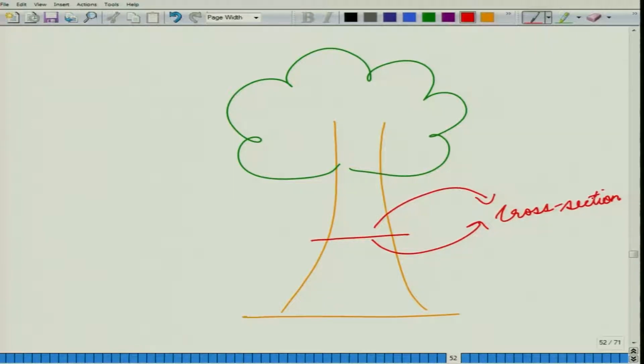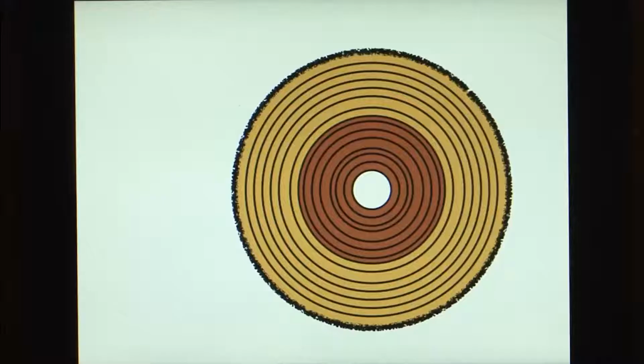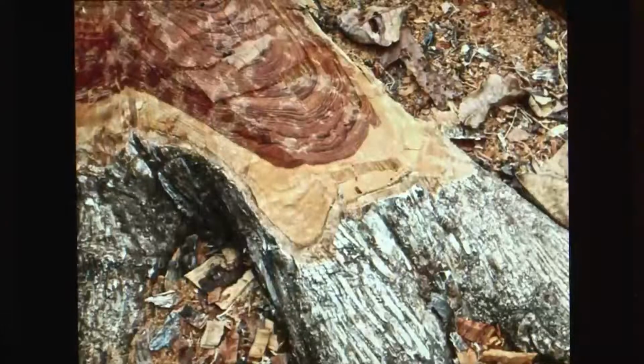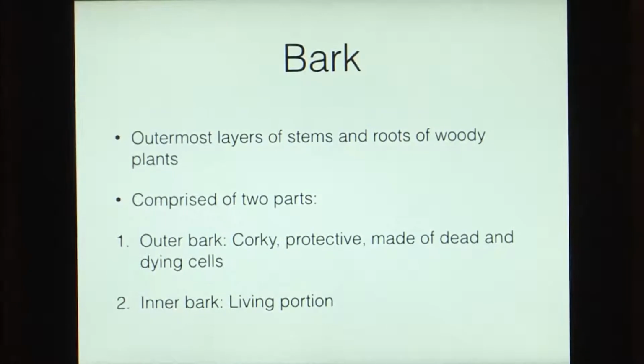This slide, as you can see, is showing you the cross section of a woody tree. Now, if we wanted to see what the portions in it are, the outermost portion is called the bark. In our stump it is represented in this greyish color. It is the outermost section. So, what is the bark? Bark consists of the outermost layers of stems and roots of woody plants. So, you only find it in woody plants, not in all plants. It is comprised of two parts.